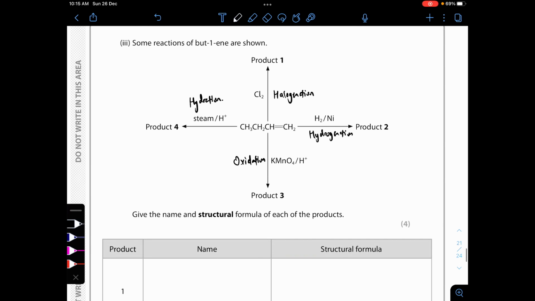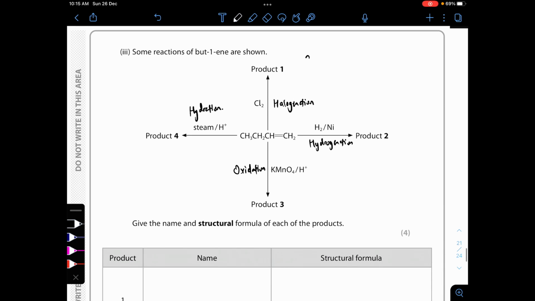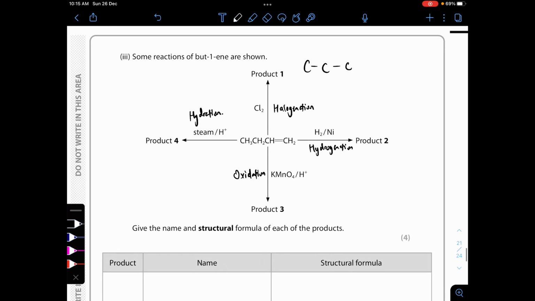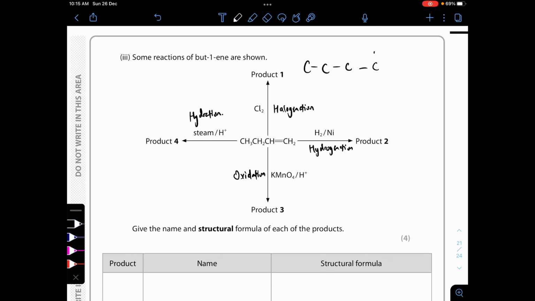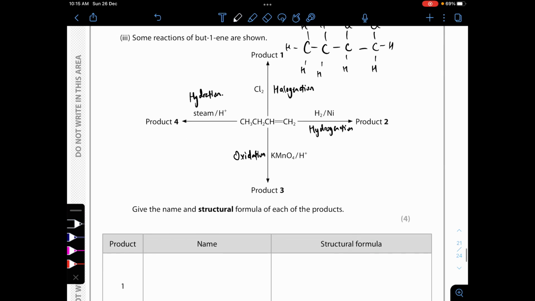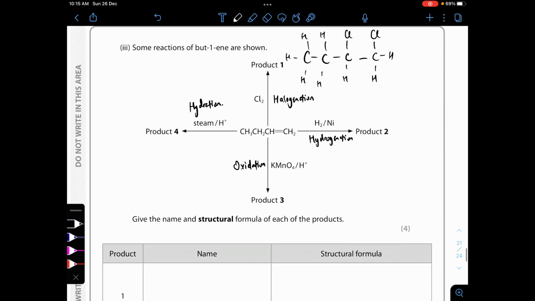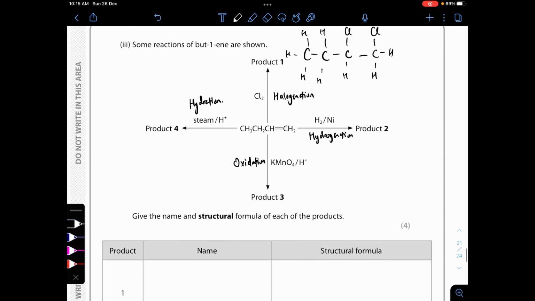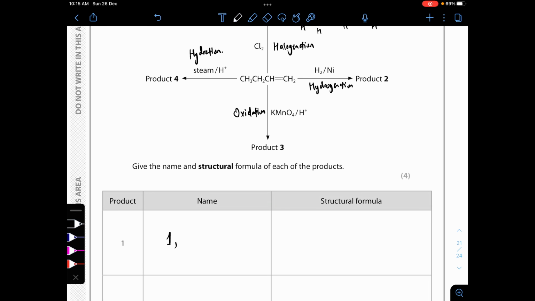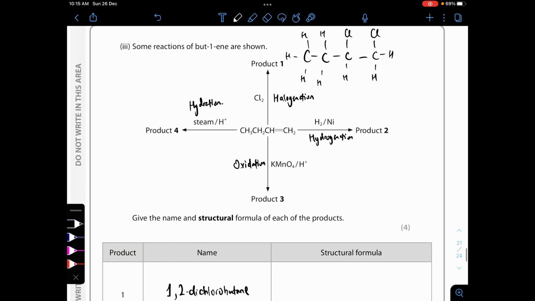So the product 1 would look like this: we have C, and then we have C, and then we have another C here. So this would be Cl, this would be Cl, because the double bonds are now opened up, and the rest are hydrogens. So that's product 1. So the name would be 1,2-dichlorobutane, right? So we can write 1,2-dichlorobutane.